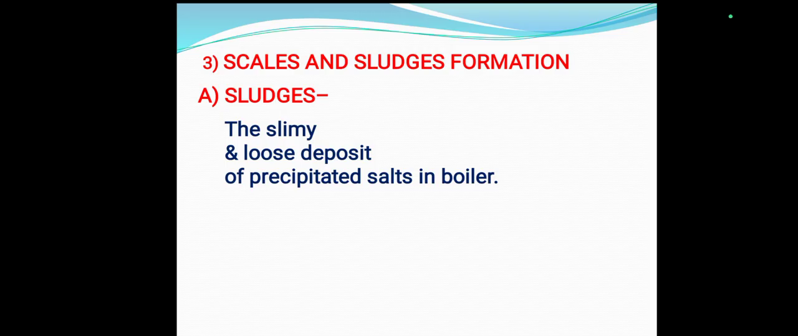Now how do salts produce precipitate? Because the salts undergo precipitation itself because of high concentration of salts in the boiler water. So in a simple way you have to define that the slimy and loose deposit of precipitated salts in the boiler is known as sludge. Okay, so only two keywords are there, slimy and loose deposit.